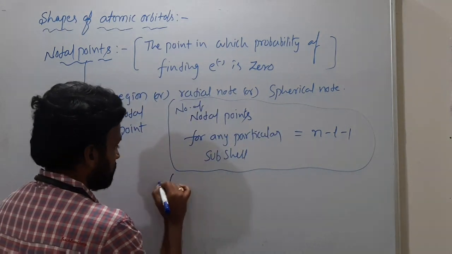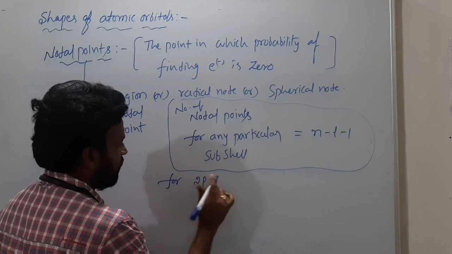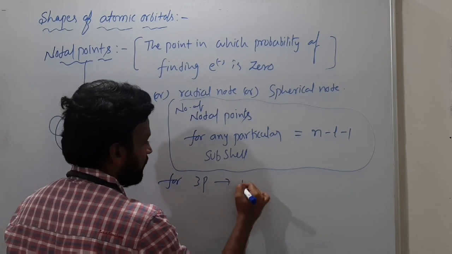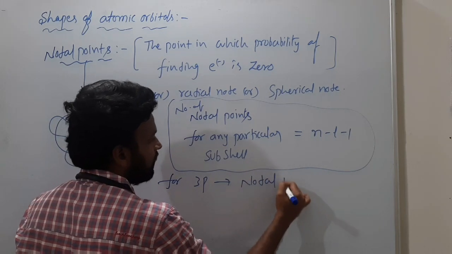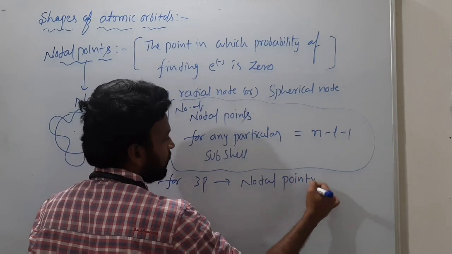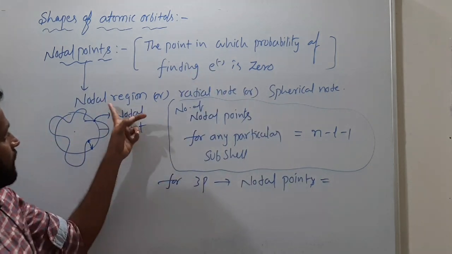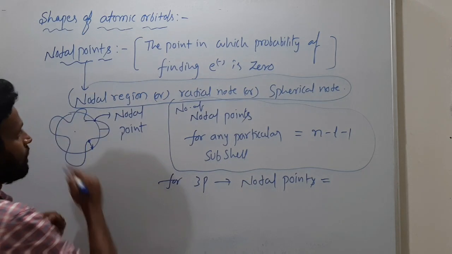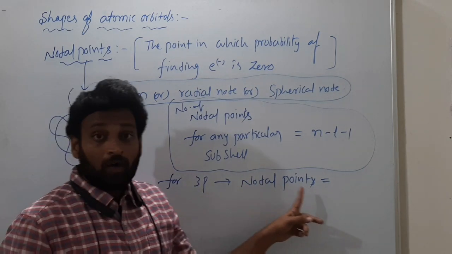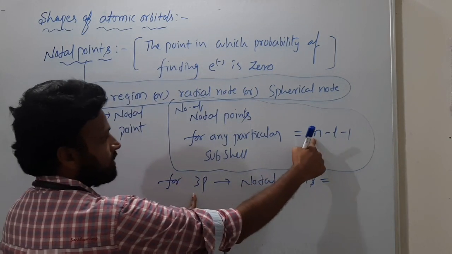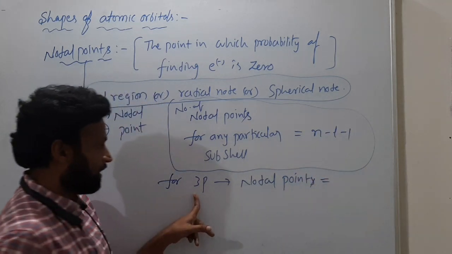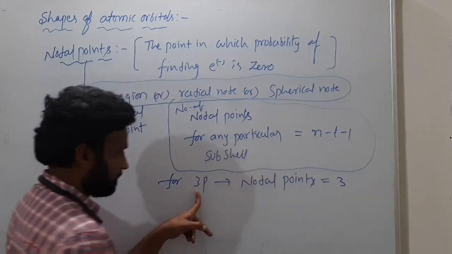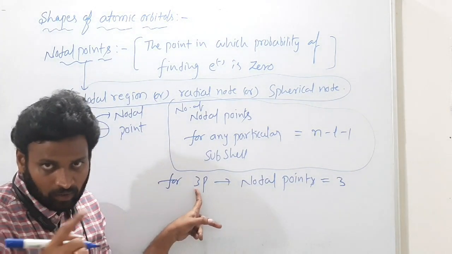Understood? Suppose for 2p or 3p, for 3p, how many nodal points are there? What is the formula? n minus l minus 1. So for 3p, what is the n value? 3. This 3 gives the n value.